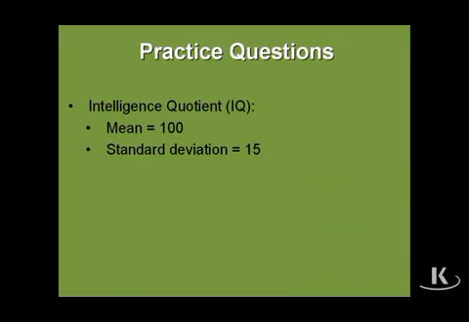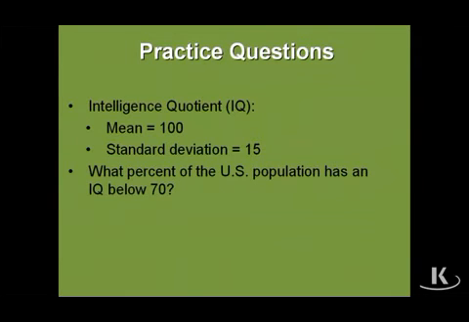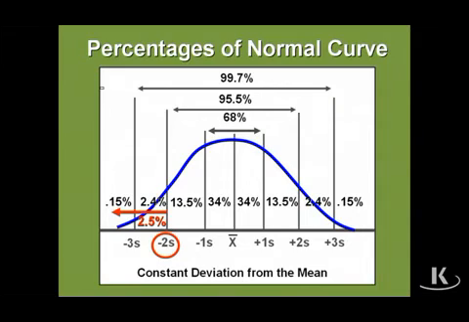So, what percent of the U.S. population has an IQ below 70? Let's think this through. The mean is 100. So I go to the mean, x bar, and that's 100. I drop down 1 standard deviation, I'm now at minus 1s, that's minus 15 points, that would be 85. I drop down another standard deviation, I'm now minus 2s, and that's going to be 70. What percent of the U.S. population is an IQ below 70? 2.5%.